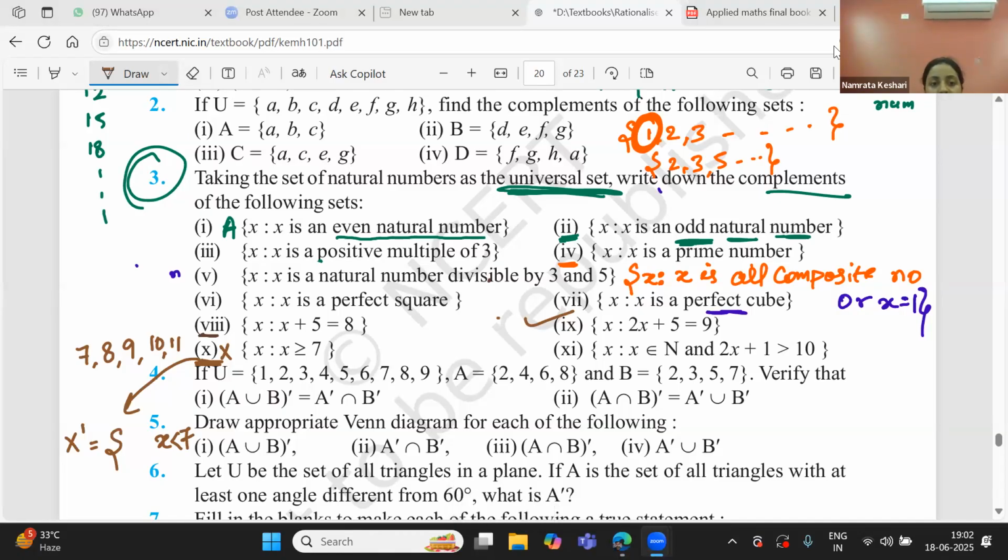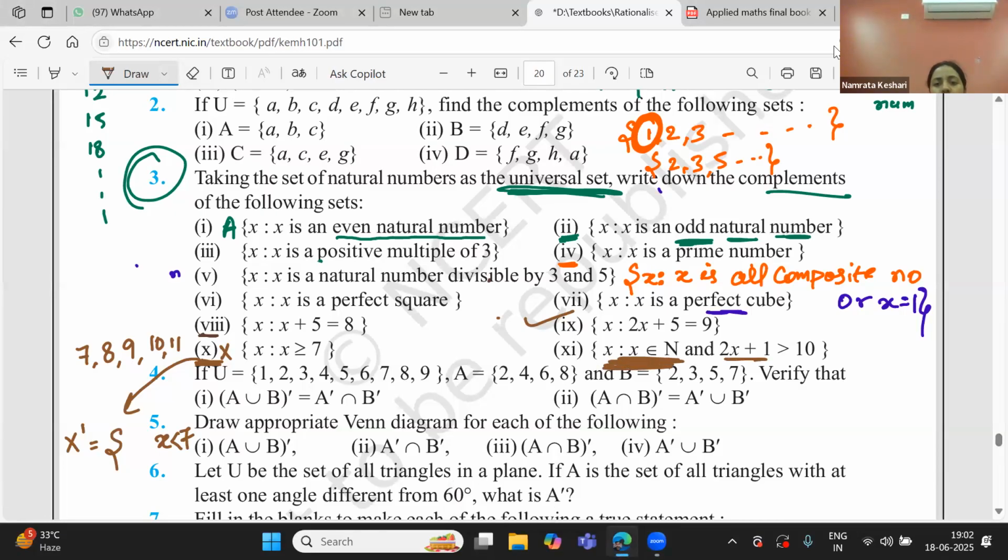Next one we have here, the set of all x belonging to natural numbers with 2x plus 1. You can find the x value and check in which range your x lies. From here you get 2x plus 1 is bigger than 10. That means 2x is bigger than 9, so x is bigger than 9 by 2, that is 4.5. You are talking about all natural numbers bigger than 4.5, so 5, 6, 7, 8, 9, 10, all till infinity.